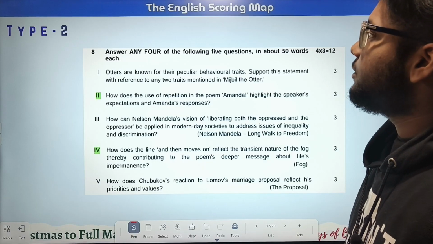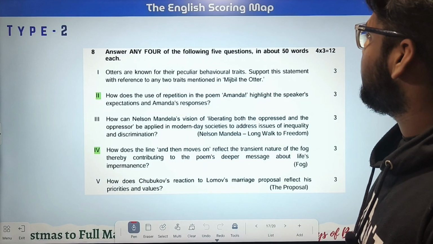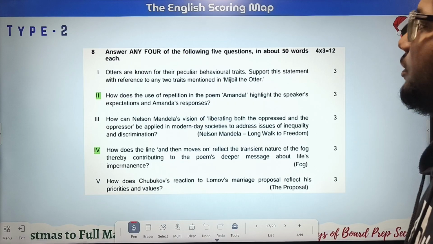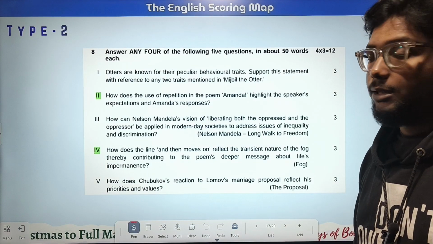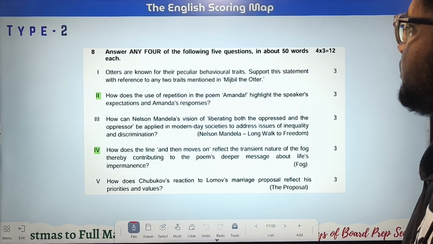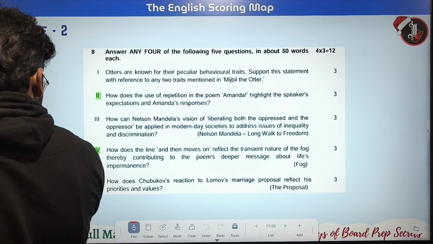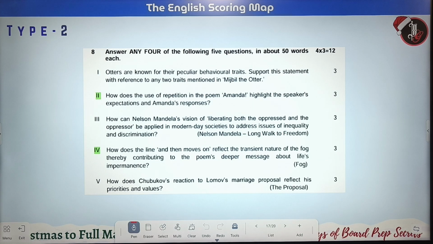Okay, so this is another part where it is said to answer any four of the following 5 questions in about 50 words, 3 marks each. You have to answer any four of these 5 questions. Now, these green questions are basically from poetry. Sorry, my bad. So what's from poetry? Let's see.